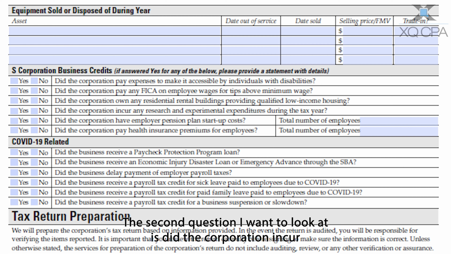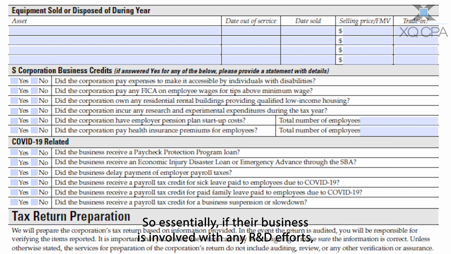The second question that I want to look at is: did the corporation incur any research and experimental expenditures during the tax year? So essentially, if your business is involved with any R&D efforts, this is going to be important because there are significant credits associated with this.